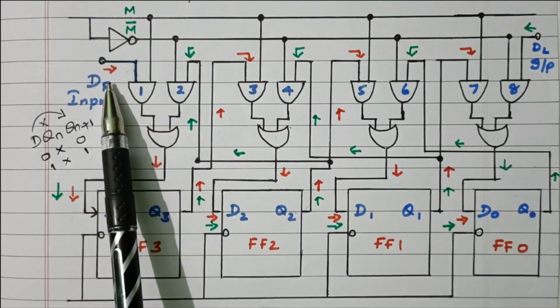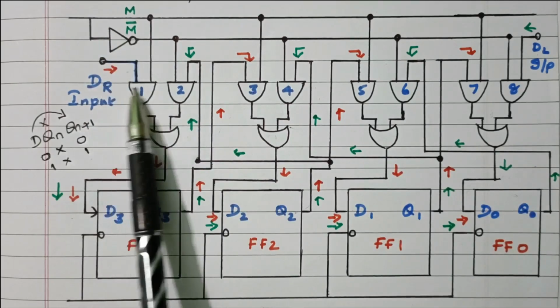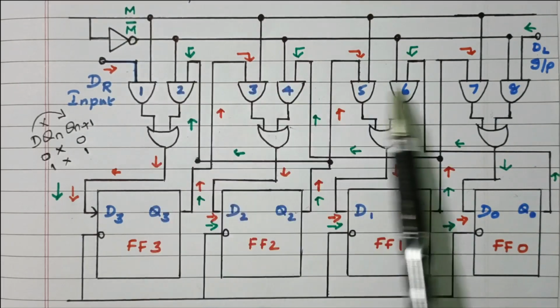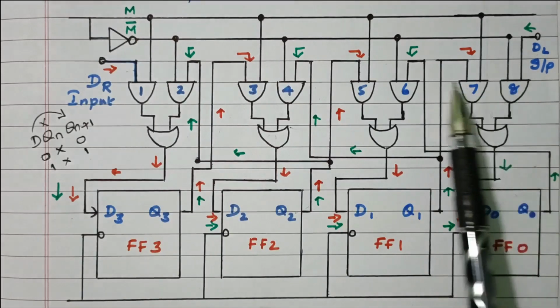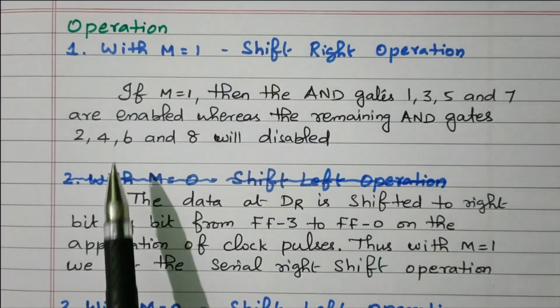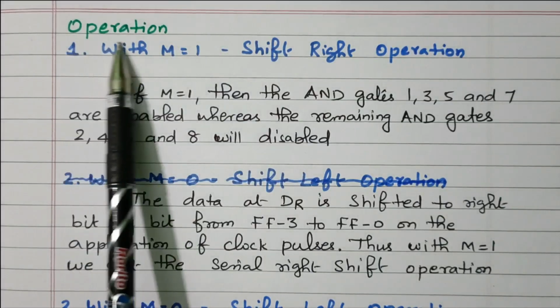M is 0 means the data entered from this point and shifted right side. M is 0 means this line is activated, data is entered here and shifted left side, right? Now we'll see the description. Now we'll see the logic operation of this logical diagram.